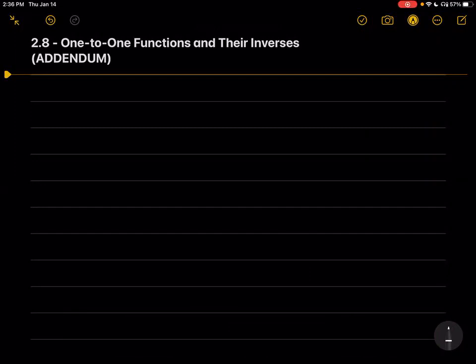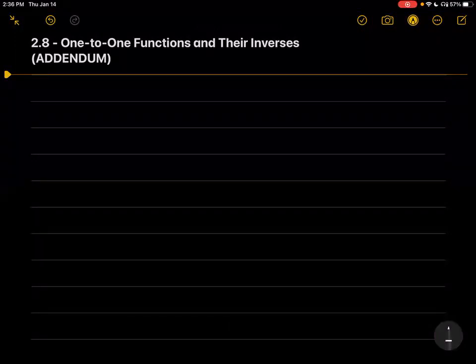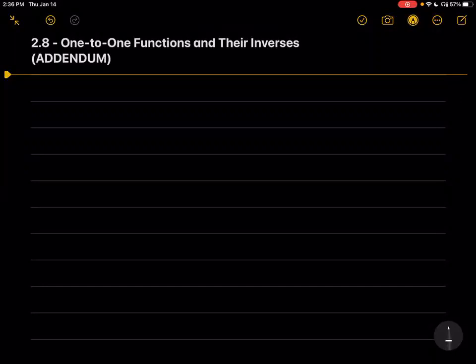Hello, everyone. This is an addendum to my original section 2.8 lecture. I wanted to go back and specifically discuss domains of inverses because I did not cover it in enough detail, or really at all, in my original lecture, and it is good to see. And I might ask you some questions about it on homework or tests. So I wanted to actually give you the material so that you could learn it.